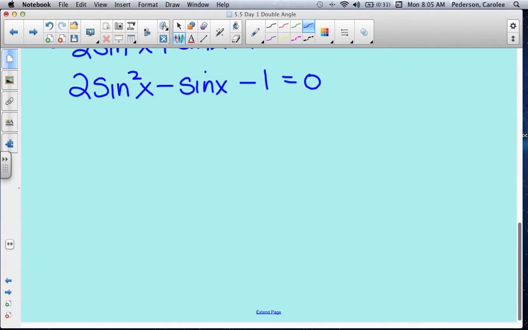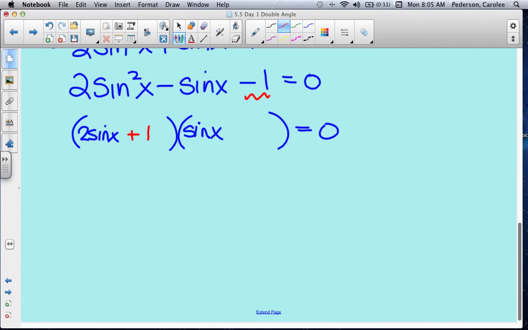Now you would use either the AC method or guess and check. So I'm going to split up that 2 sine squared of x into 2 sine of x and then sine of x. Then remember, when I split up the negative 1 in factoring, it is either negative 1 times positive 1, so you have a couple different options to split up that 1. Now I have it factored, so I'm going to set each factor equal to 0 and solve for x.